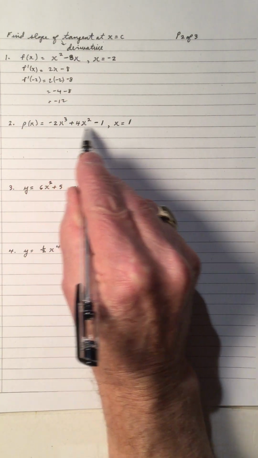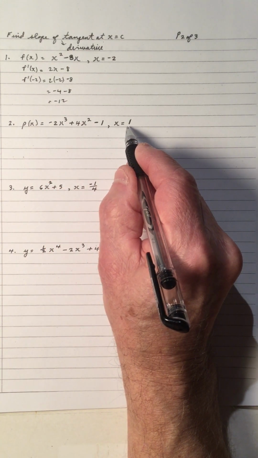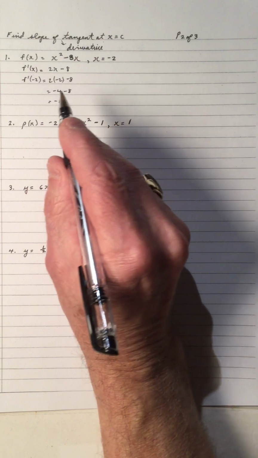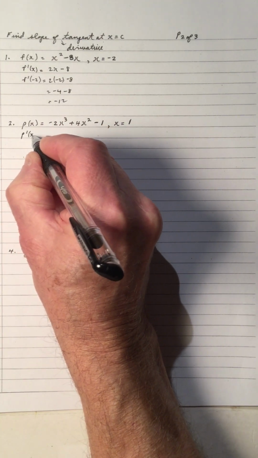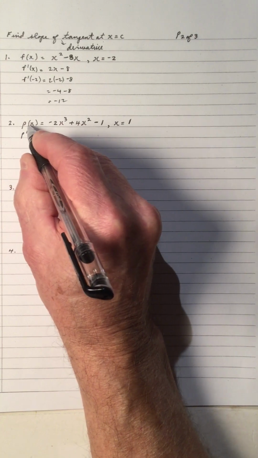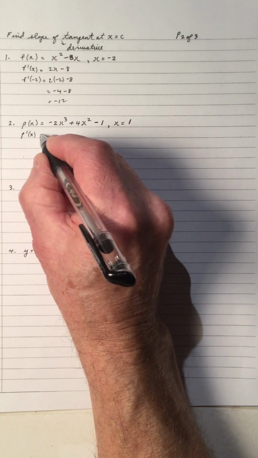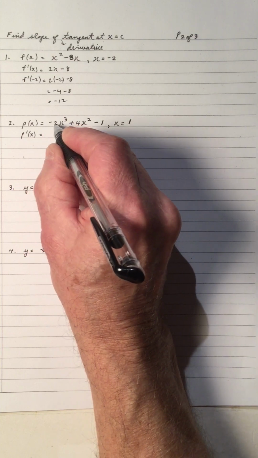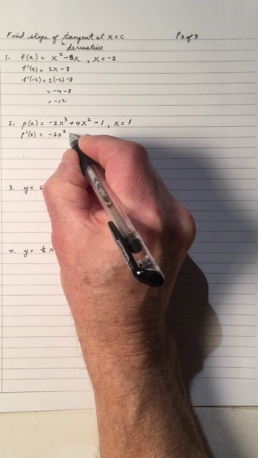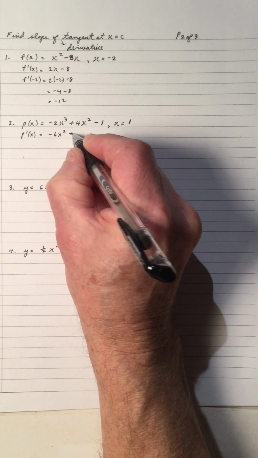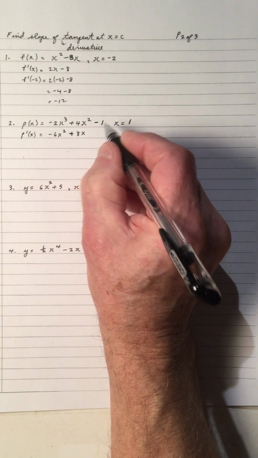And p of x is this cubic written out here at x equals 1. Again, we want to find the slope of the tangent, so we do the derivative. And because I have p of x and f of x, I'll just do p prime. That's the derivative in terms of x. So that's negative 2 times 3 is negative 6x squared, and 4 times 2 is 8x. Derivative of a constant is 0.